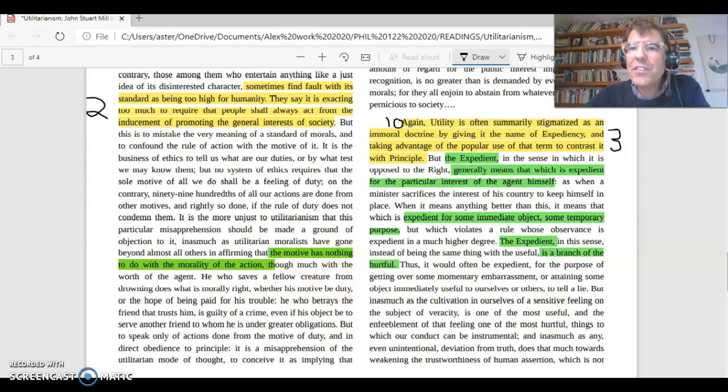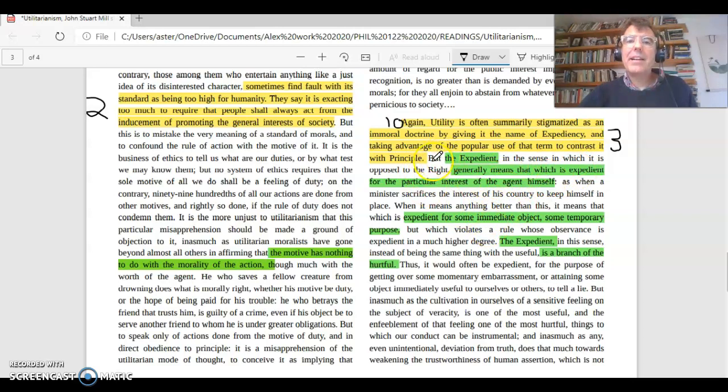So in your reader's guide, this is objection number 3. Paragraph 10. Again, utility is often summarily stigmatized as an immoral doctrine by giving it the name of expediency and taking advantage of the popular use of that term to contrast it with principle. So the objection here is that utilitarianism is all about being expedient, which is kind of like doing whatever is convenient for you at the moment.